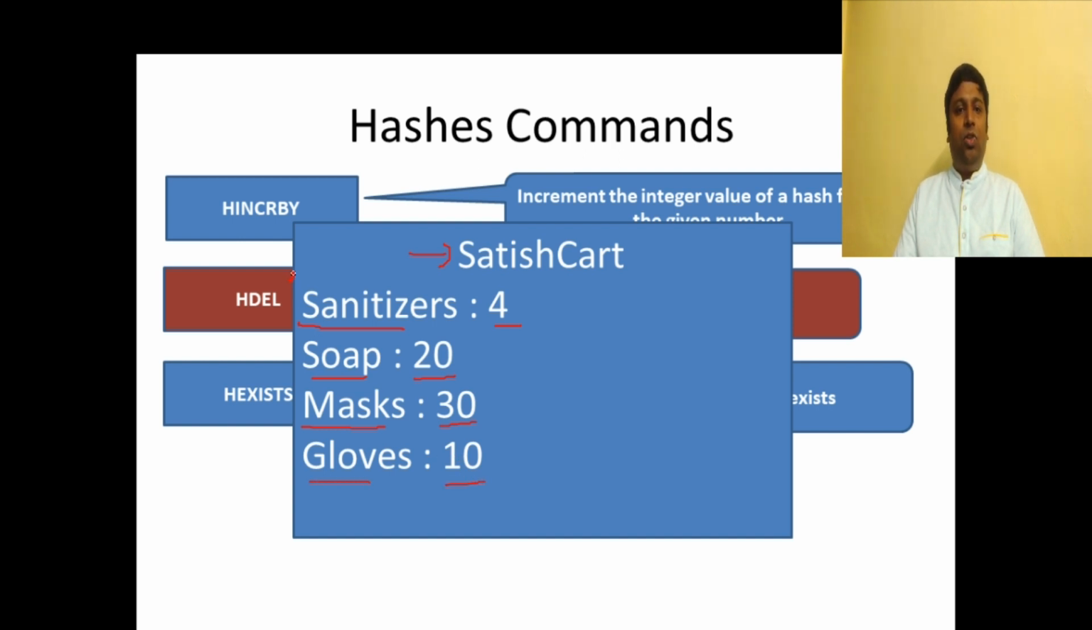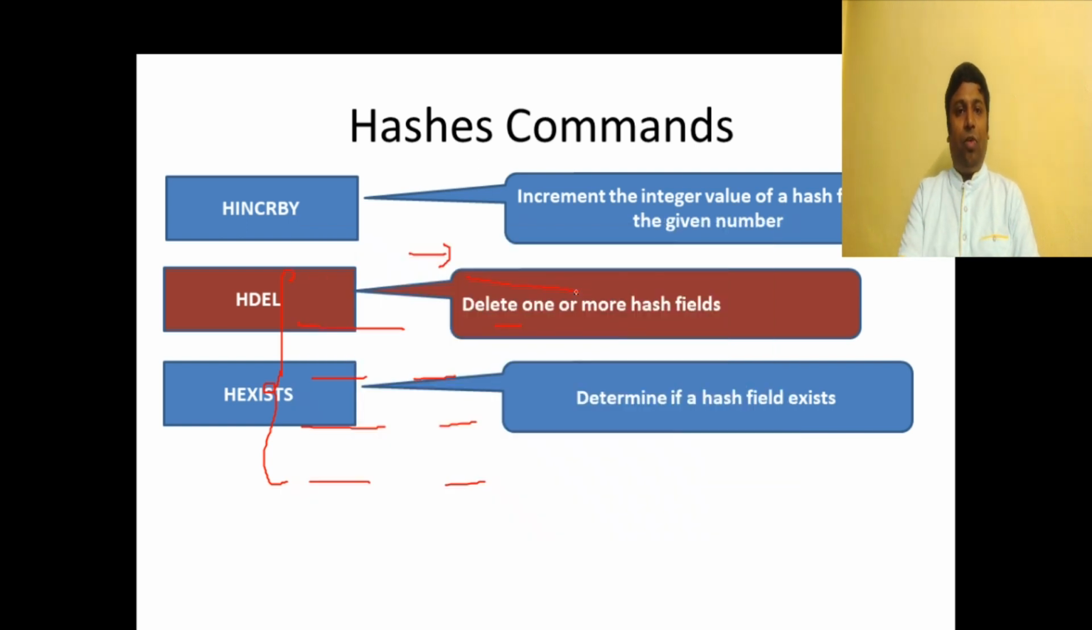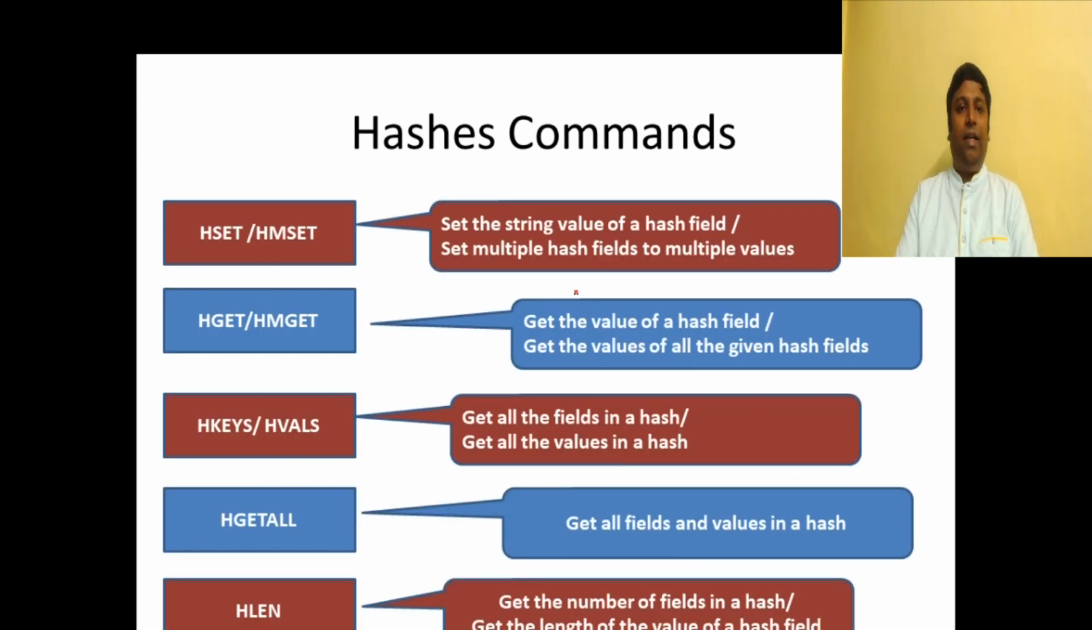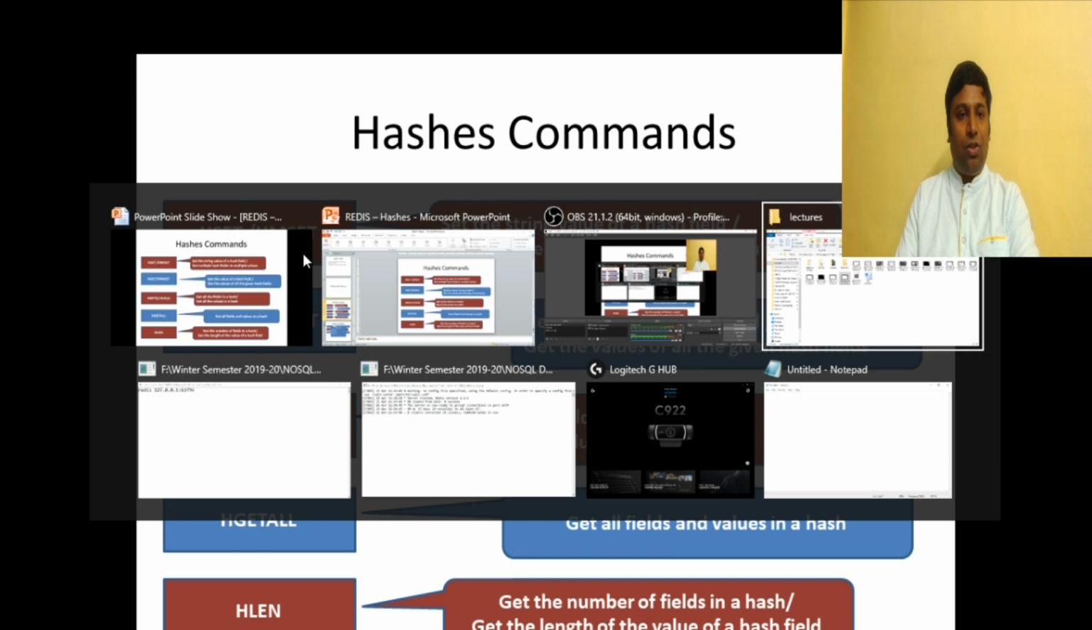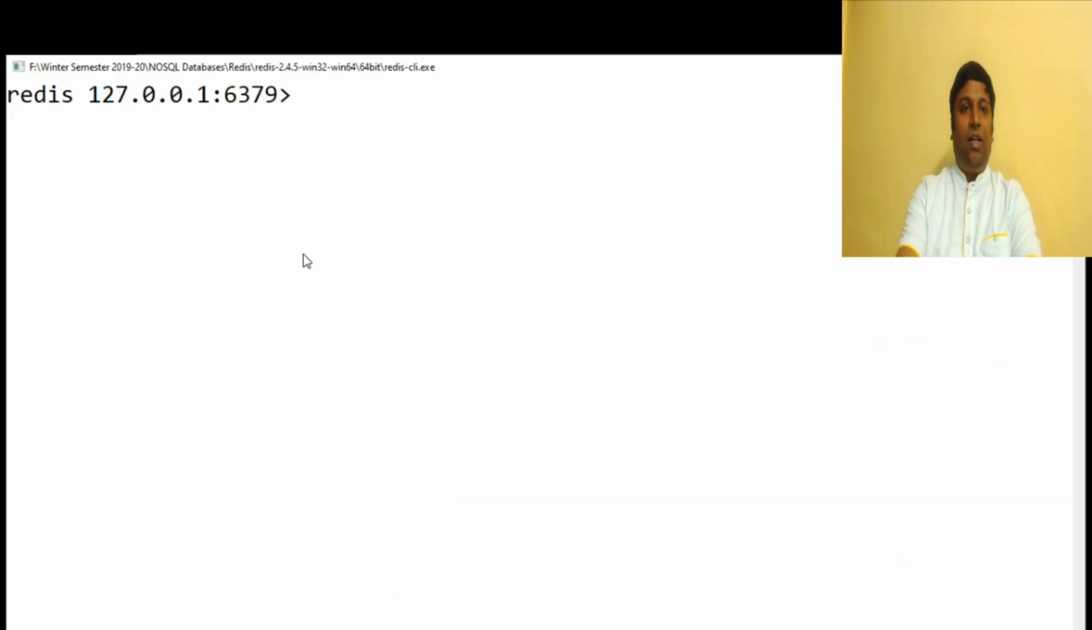So we're going to use the hash data structure in Redis, and then we are going to create this particular object, or represent this particular object, called Satish Cart. To perform this, we have to first start adding items by using HSET and HMSET. Let's go and create this in Redis. Let's open our editors now.